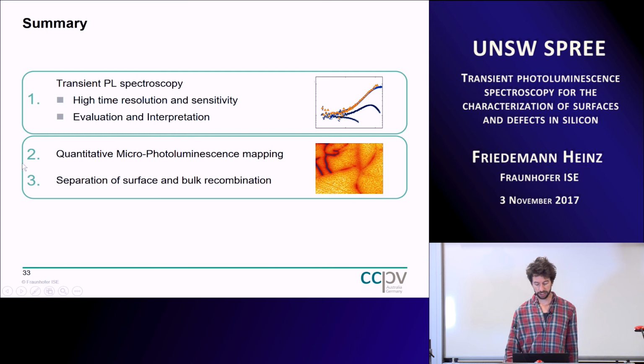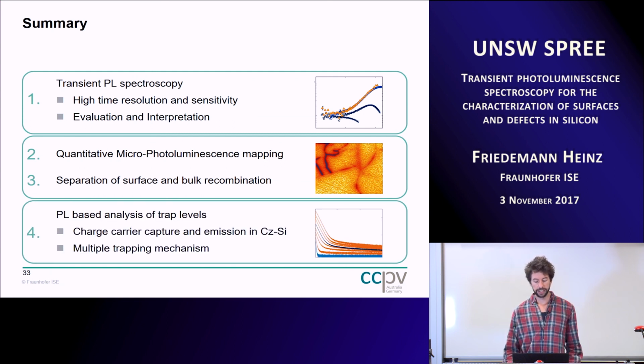In the second part I showed you how quantitative microphotoluminescence mapping can be quantified with such an approach, and how this technique, which is very sensitive in the time domain, can be used to separate surface and bulk recombination. And finally, a photoluminescence-based analysis of trap levels.